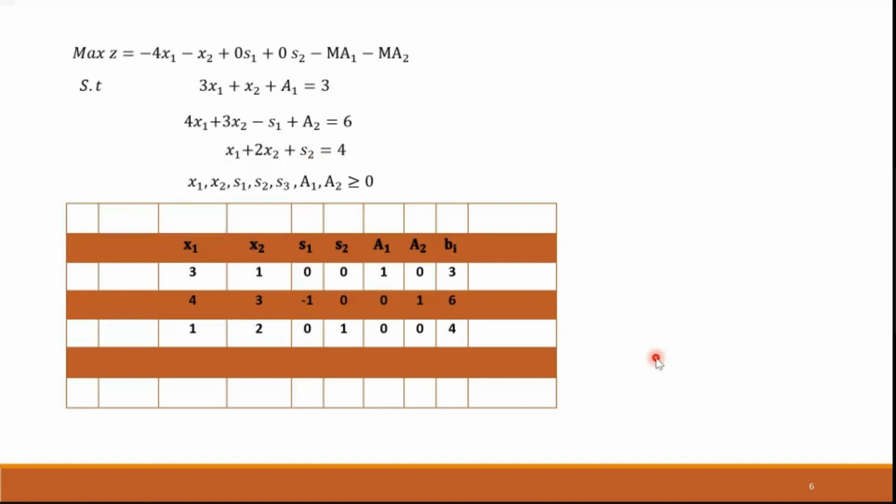ठीक है, normal basic table what we write. उसके बाद हमको लिखना है coefficients of all these variables from the objective function. We can take it as Cj. तो Cj is equal to -4, -1, 0, 0, -M and -M.